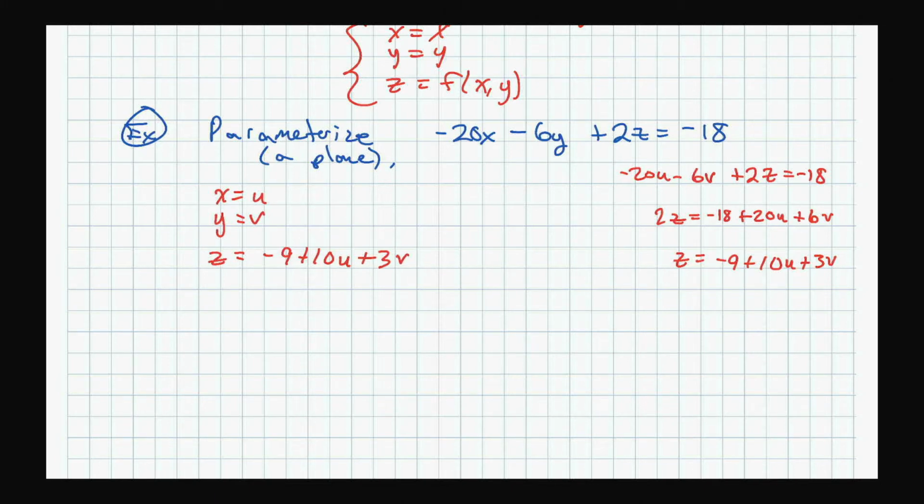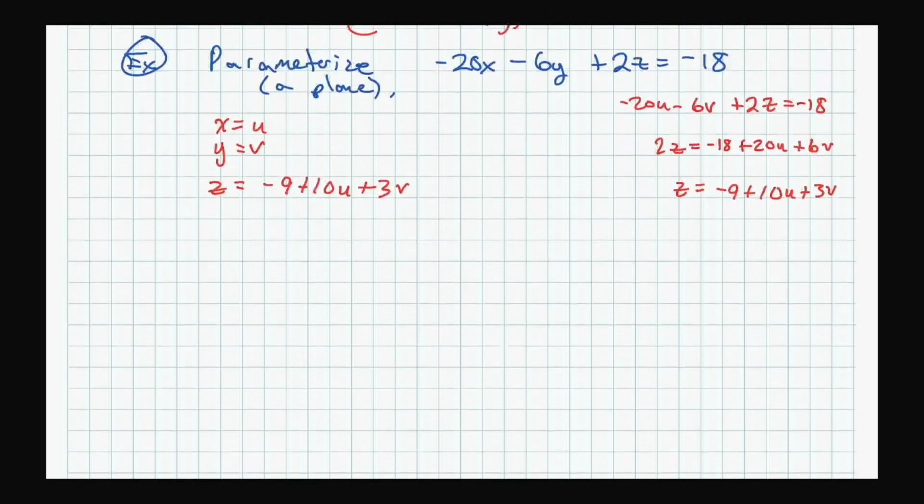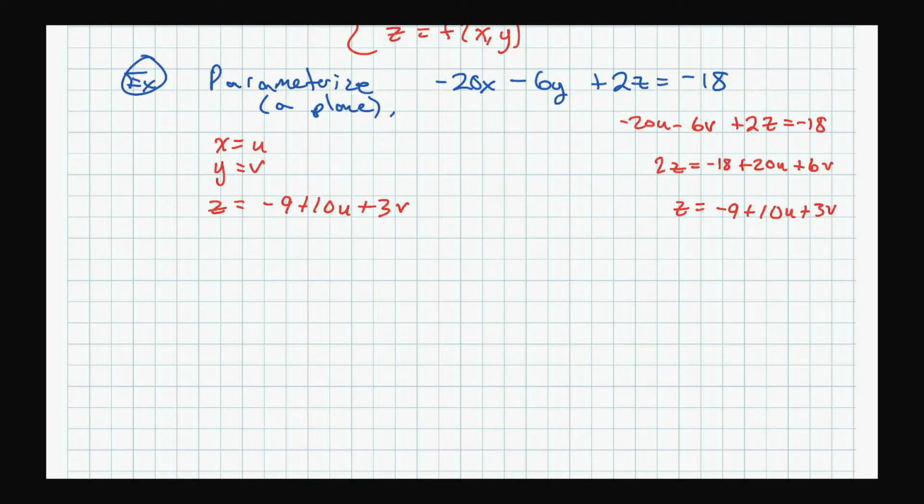And then they actually list it this way. So the actual boxed answer is: R of u, v is the vector u, v, negative 9 plus 10u plus 3v. Done. Okay, so that's going to be the easiest type of parameterizing you have to do.